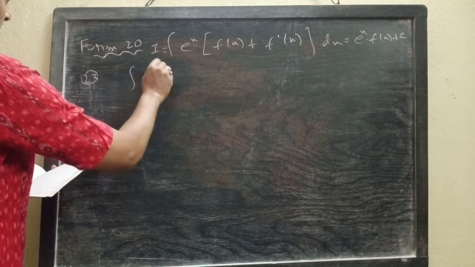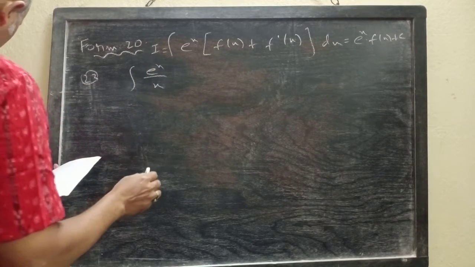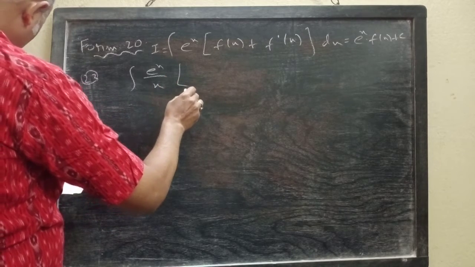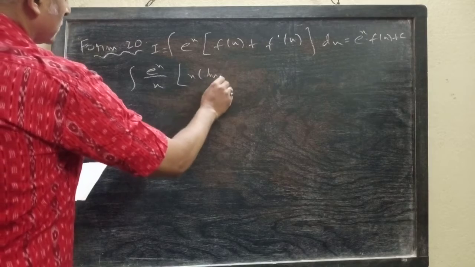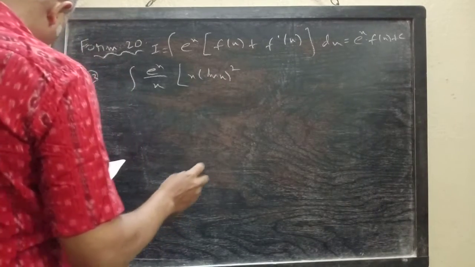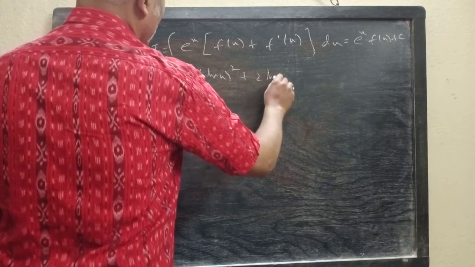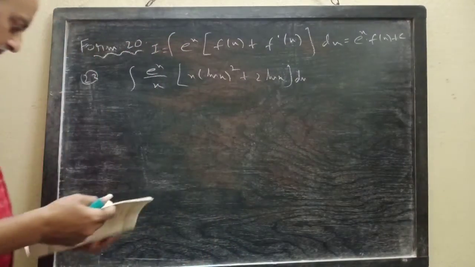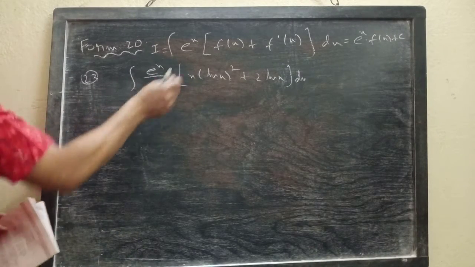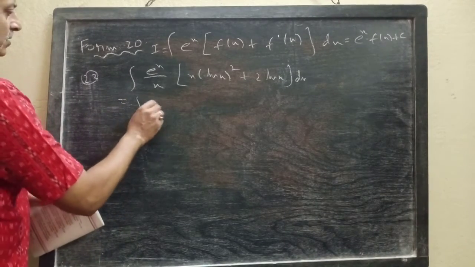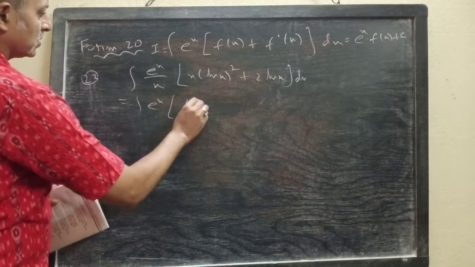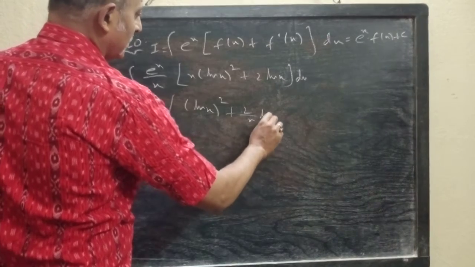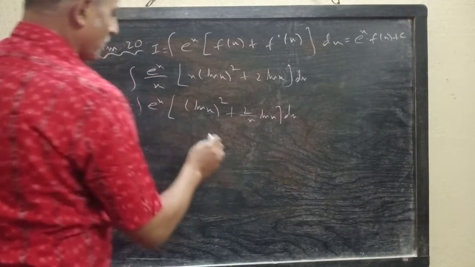Integration e to the power x by x, then x into ln x whole square plus 2 ln x dx. Push this 1 by x inside the bracket, then you get e to the power x, here it is ln x whole square, then 2 by x ln x dx.